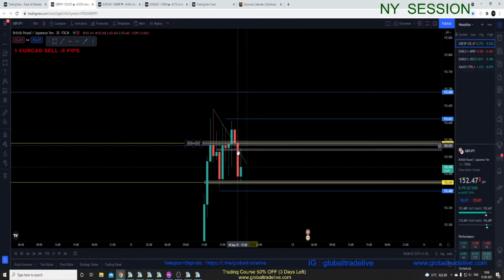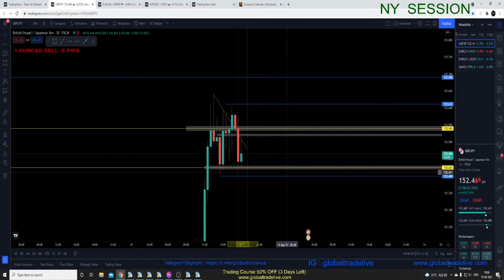Okay, GBP JPY is now coming down. So if it breaks this price over here, then the impulse entry would be great.